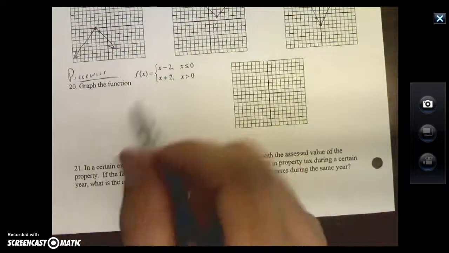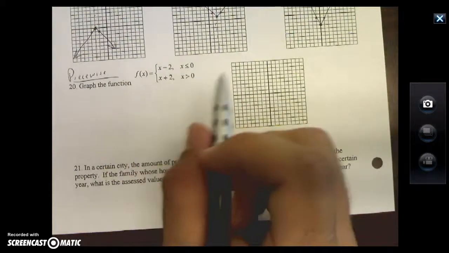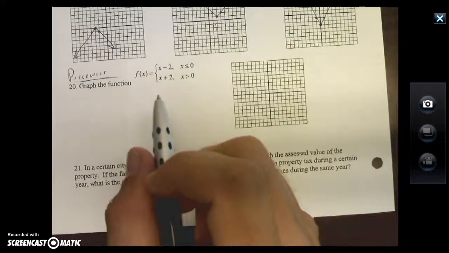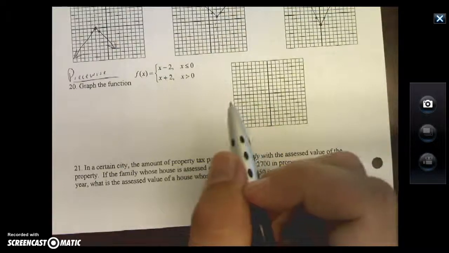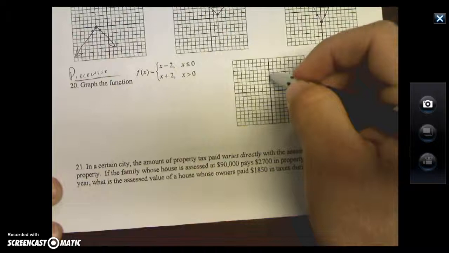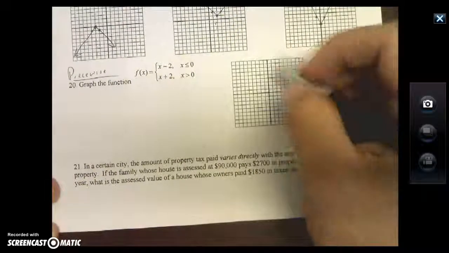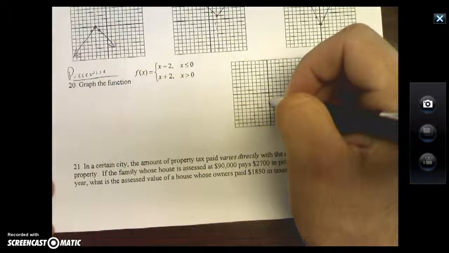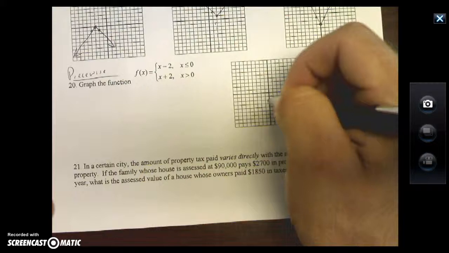You're splitting it up. So this one's saying x minus 2 when x is less than or equal to 0, and x plus 2 when x is greater than 0. All right. So 0 is my break right here. So let's look at our first one, x minus 2. The y-intercept is down here at -2. Because it's less than or equal to, I'm going to do a filled-in dot.